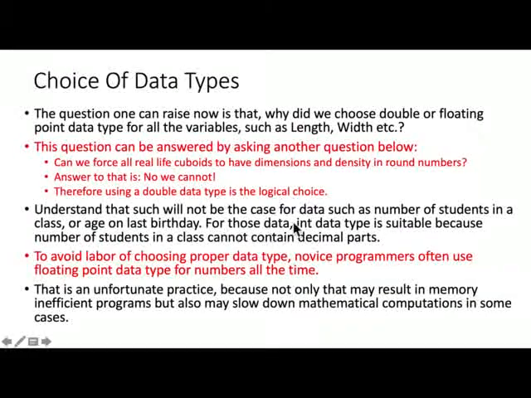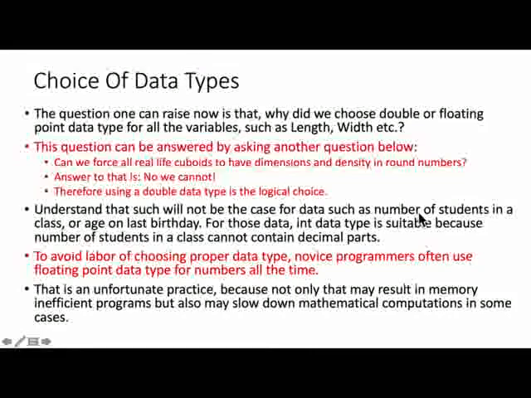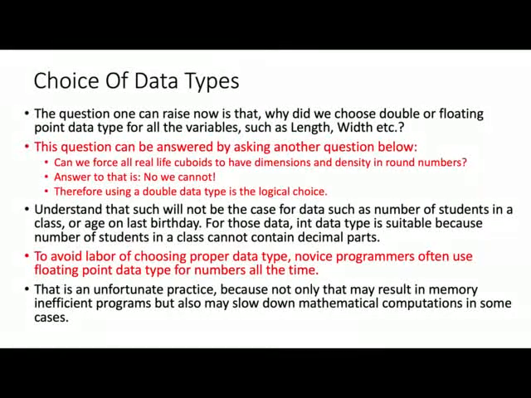Understand that such will not be the case for these types of data, like number of students in a class. You cannot have 10 and a half students in a class. You have either 10 or 11. Or age on the last birthday. For those data, int data type is suitable because number of students in a class cannot contain decimal parts. So be very careful in your early part of programming that you clearly understand where to use int data type and where to use double data type.